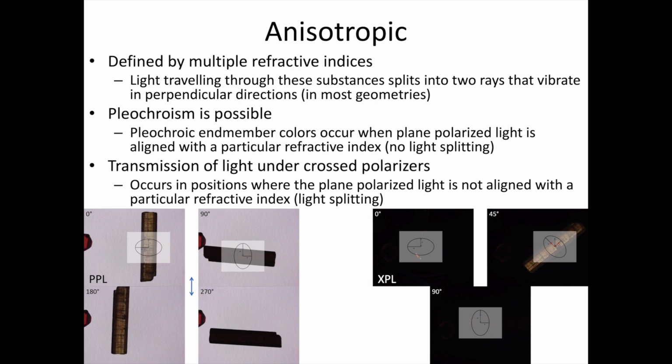So going forward, we're going to further subdivide our anisotropic substances into those that are uniaxial and those that are biaxial. And our next video and kit are going to look at the uniaxial mineral corundum. So thanks for watching this video.